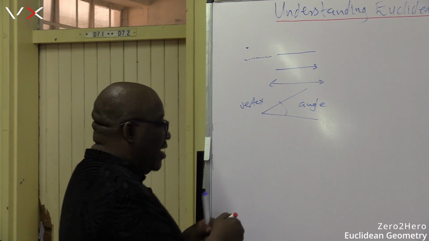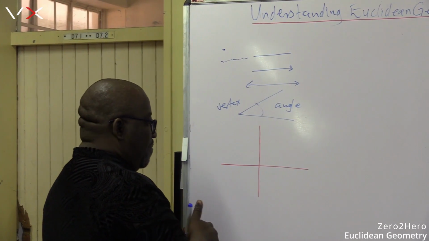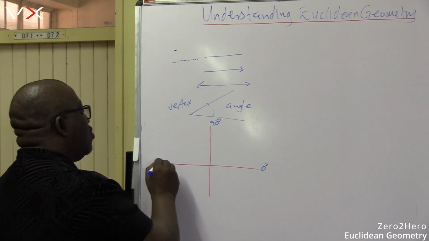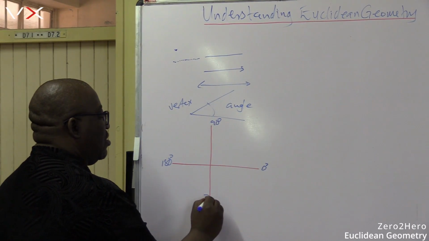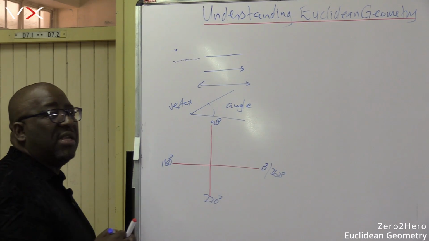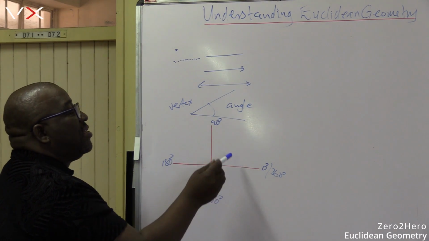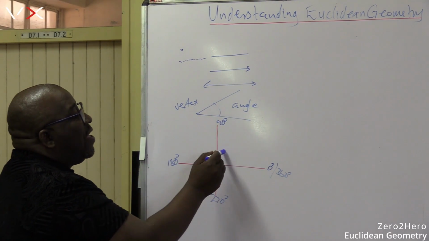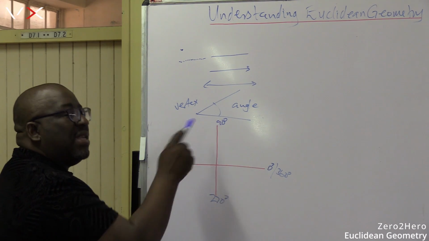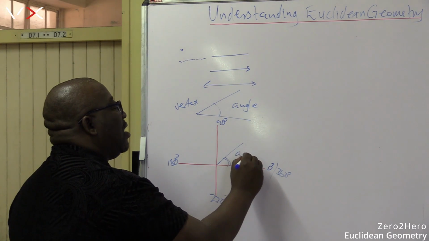Let's look at it. If you've got your Cartesian plane, remember, this would be 0 degrees, this will be 90 degrees, this will be 180 degrees, this will be 270 degrees, and back to 360. Now, all the angles are catered for in this Cartesian plane. This is the first quadrant, second, third, and fourth. The angles found in the first quadrant, in other words, angles above 0 degrees but less than 90 degrees, we'll call acute angles.